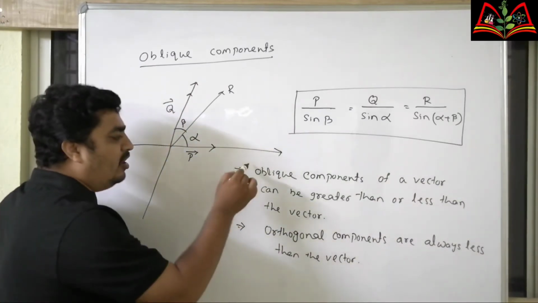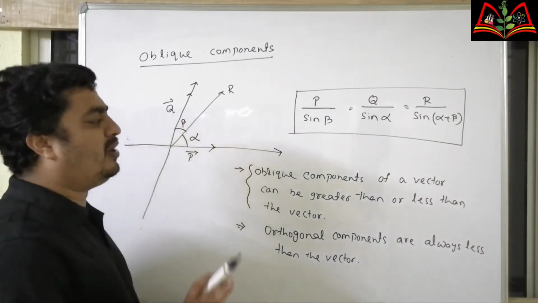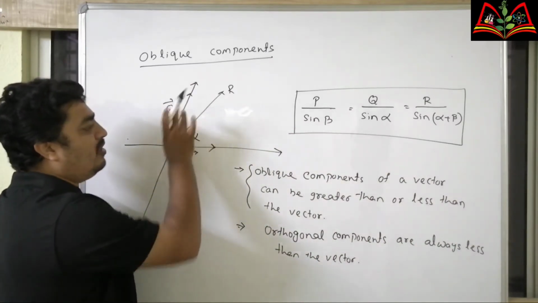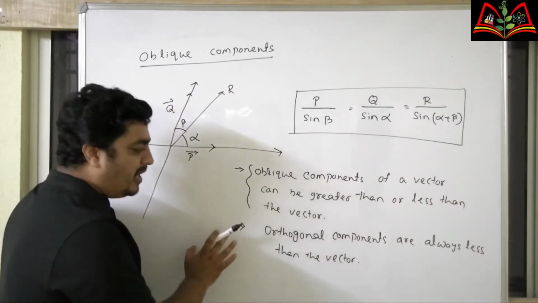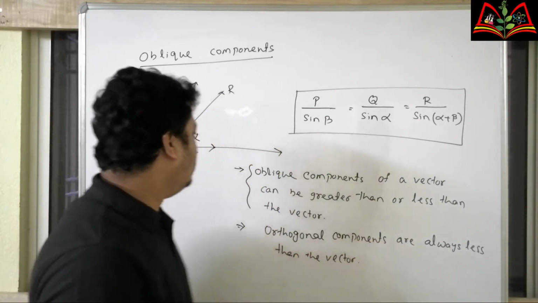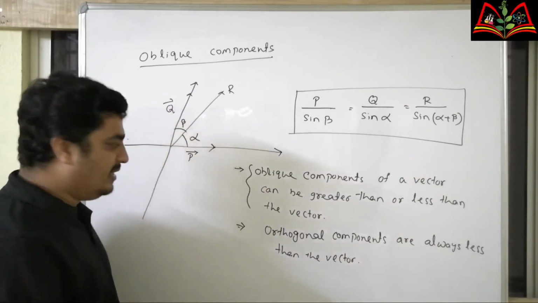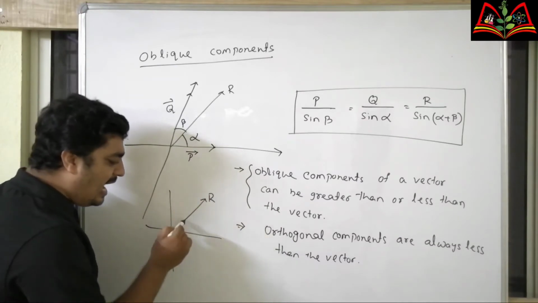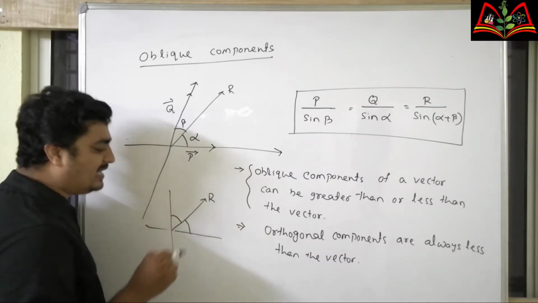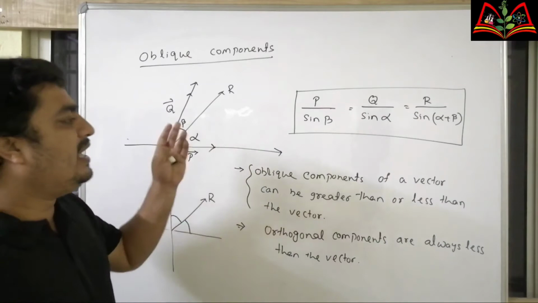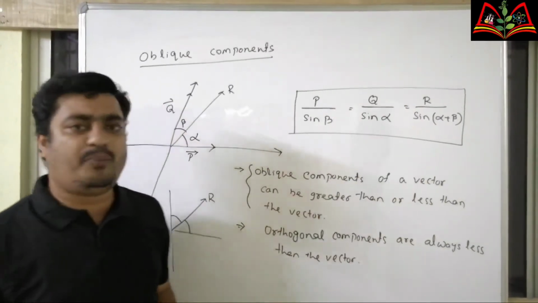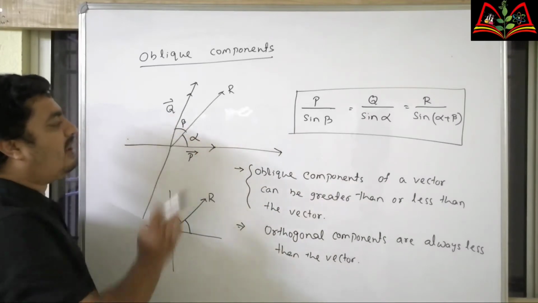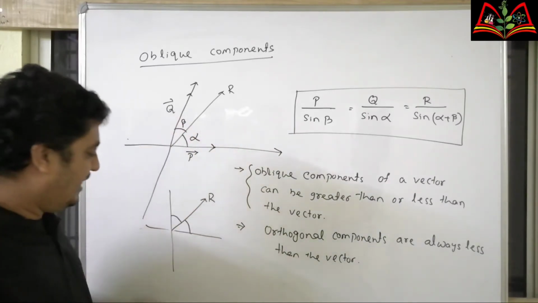And next thing, the number of oblique components can be infinite because we can take any value of alpha and beta. But orthogonal components are unique because for given axes R makes a fixed angle with x and y, but the number of oblique components may be infinite, okay? Because the values of alpha and beta can be infinite.